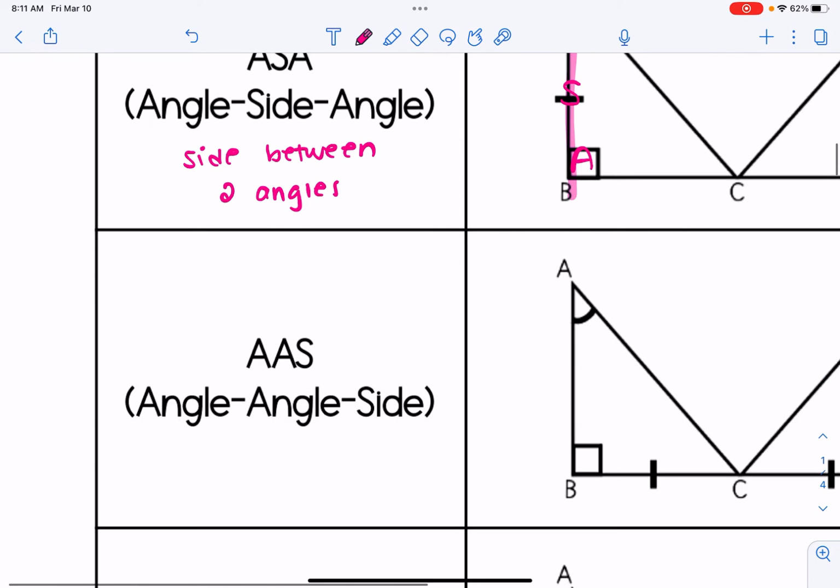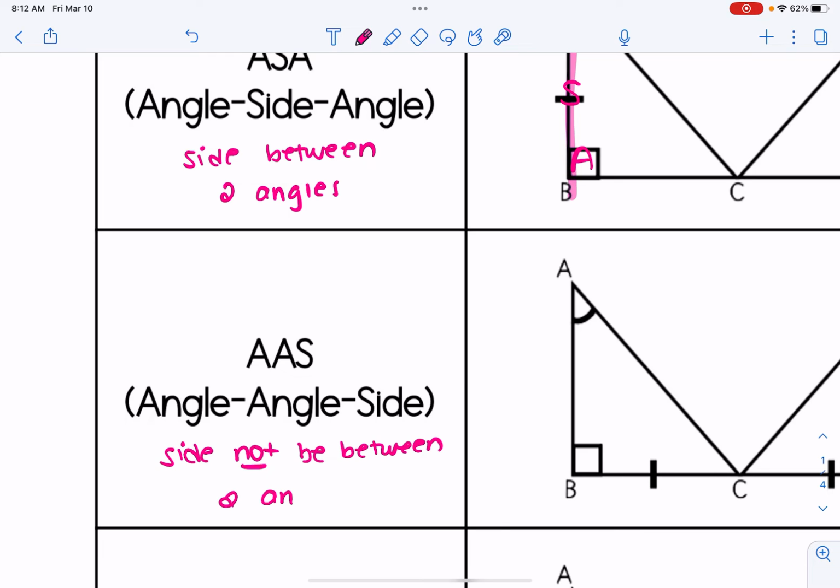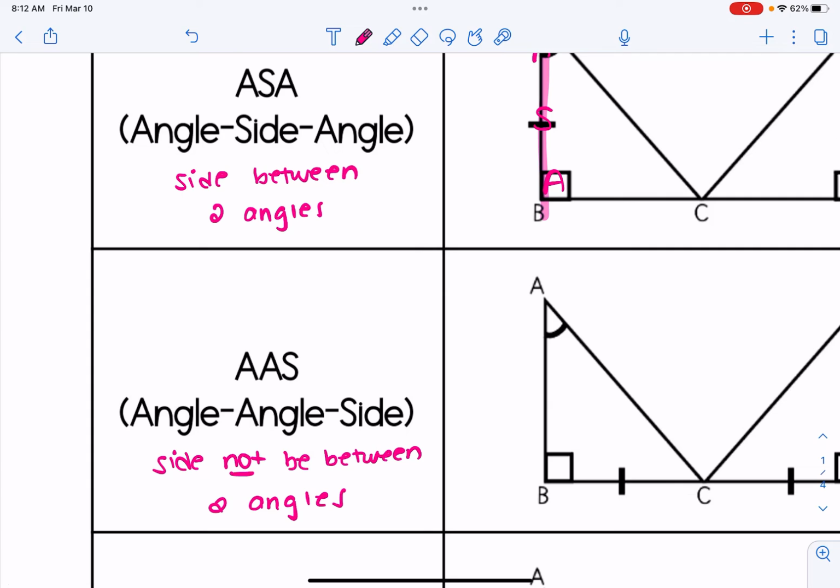All right, next, angle, angle, side. We need the side to not be between the 2 angles now. So notice the similarity between the last 2. Right? Angle, side, angle, angle, angle, side. They sound very similar. They both have 2 angles and 1 side.